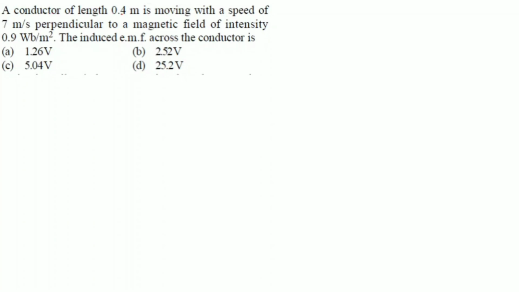A conductor of length 0.4 meter is moving with a speed of 7 meter per second perpendicular to a magnetic field of intensity 0.9 Weber per meter square. The induced EMF across the conductor is, we can use the motional EMF equation here, that is E equal to BLV. Here the length of the conductor is given, that is 0.4 meter, and velocity of the conductor is 7 meter per second and magnetic field is 0.9 Weber per meter square.